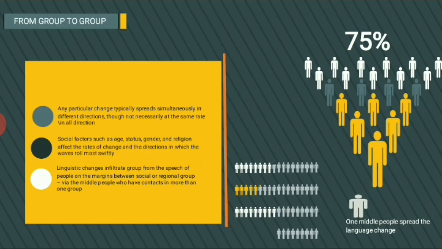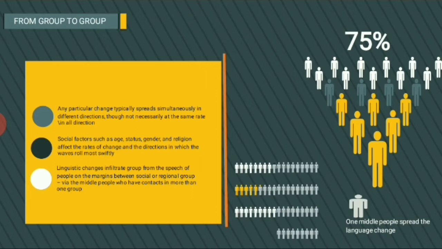The first one is the white color group. The second one is the gray color group. And the last one is the yellow group of people. So the gray one here is called the middle people. Why are they called the middle people? Because they are like the bridge for the white group and the yellow group to connect.